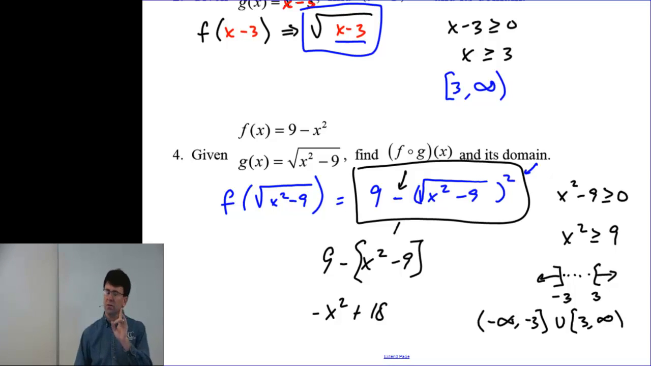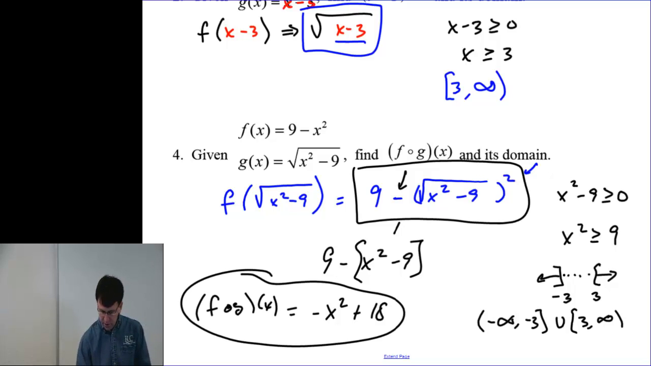And again, don't simplify away the restriction. This is the result of f composed with g of x, and even though it looks like there shouldn't be any domain restrictions, there are, because I have an original function f and an original function g that I need to deal with.